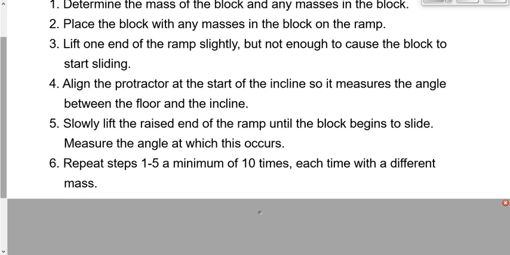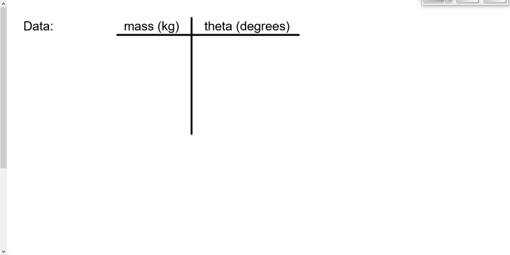And then you're going to repeat the first 5 steps, but each time with a different mass. So from trial to trial, you're going to do step number 1 through 5 with one mass, see what angle the block begins to slide at. Then you're going to do it with a different mass, and now see which angle it begins to slide at. And now you're going to do it with a different mass and see which angle it begins to slide at, and so on, at least 10 times, so that you have at least 10 different values of mass, and you have at least 10 different values of theta that correspond to those different masses.